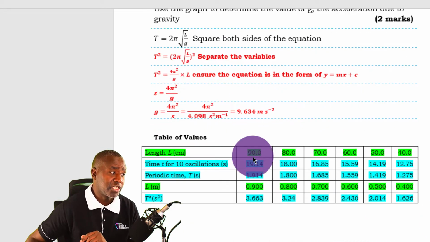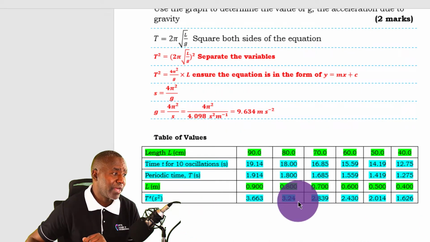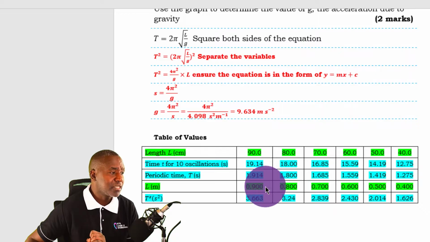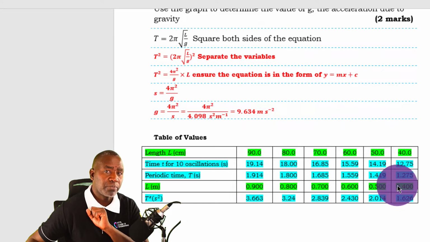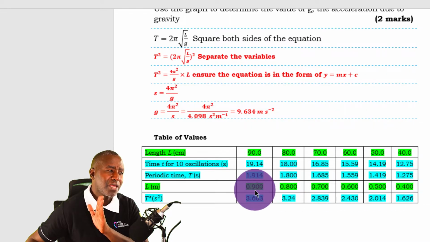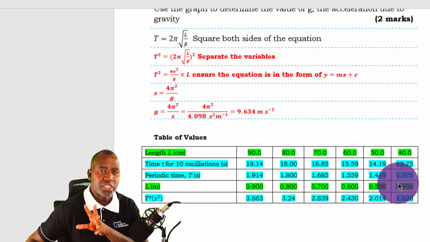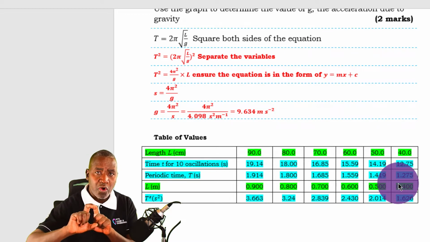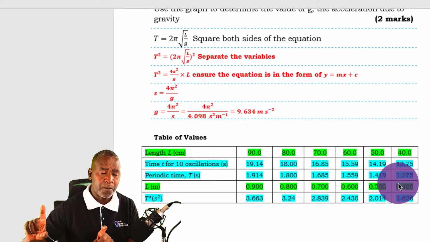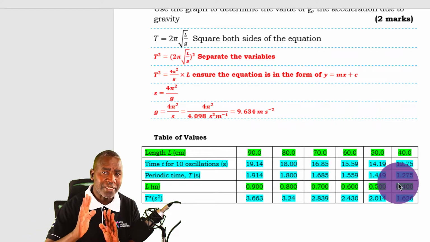Here we've got the table of t squared versus L in meters. Now when you look at the values of L, they range from 0.9 all the way to 0.4. You can say 1 meter to 0 meters. So that is the range. You want to spread those values on the x-axis. Okay, so you'll have to look at the space given and then start counting.